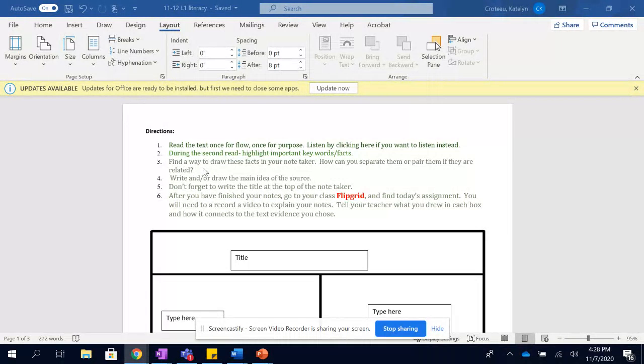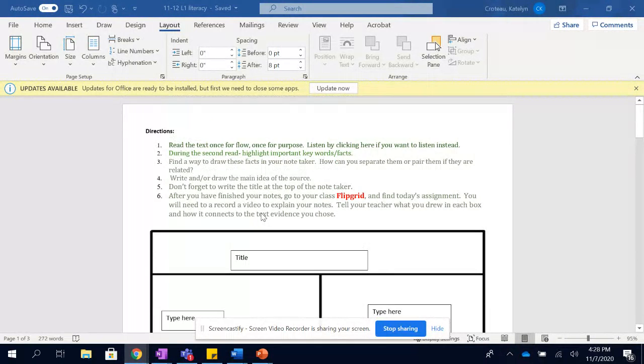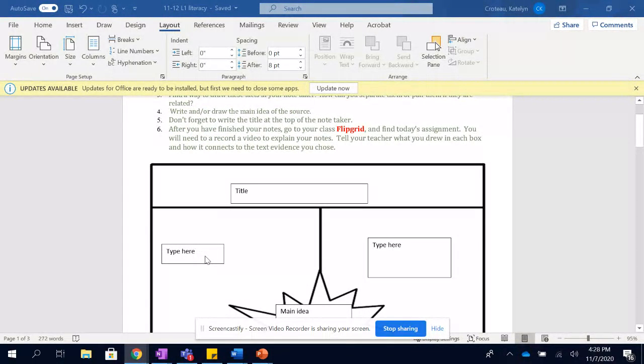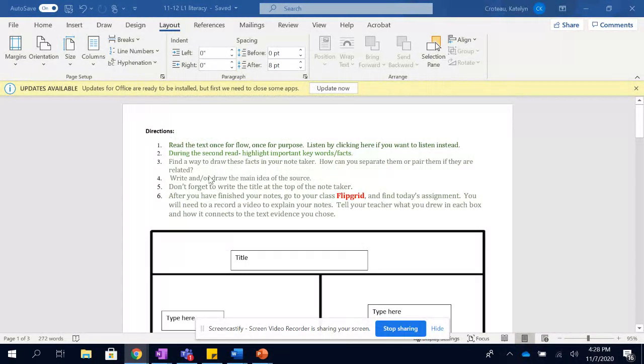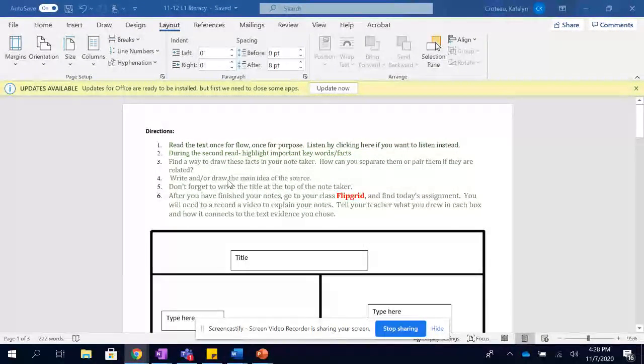Then, after you've done that, you want to find a way to draw these facts in your note taker. However, you are going to write a little bit too, because these visual notes combine words, bullet points, shadows, drawings, connectors, boxes, which are already made for you. So you want to make sure that you take those key details, transfer them into the boxes with writing and pictures like we have been doing. After you've done that, you want to write or draw the main idea as well. You can do both, it doesn't matter.